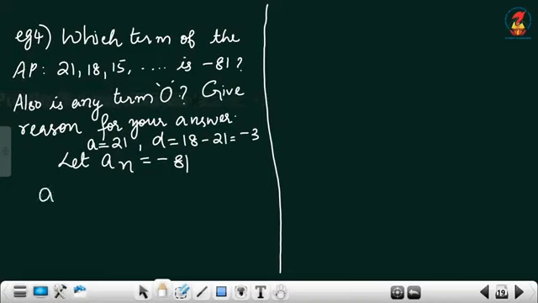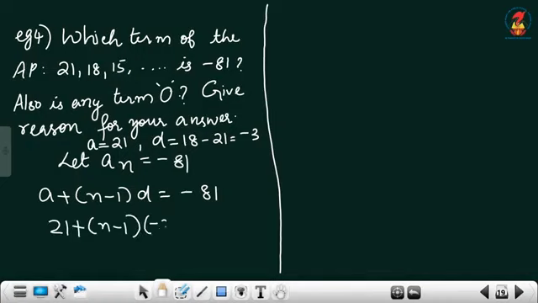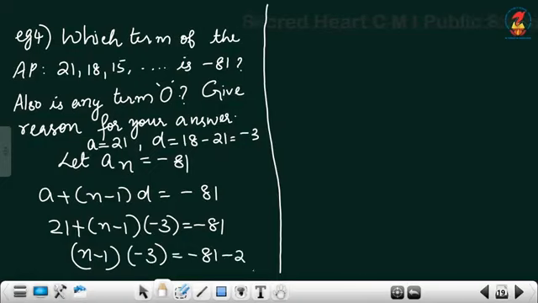So, instead of AN we can write A plus N minus 1 into D is equal to minus 81. So, 21 plus N minus 1 into minus 3 is equal to minus 81. We can take this 21 to the other side. So, N minus 1 into minus 3 is equal to minus 81 minus 21, so N minus 1 into minus 3 is equal to minus 102.